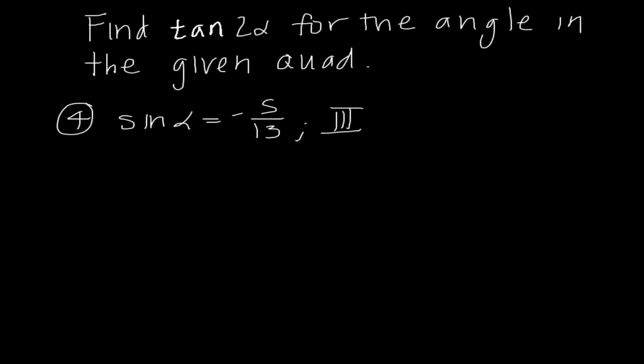And for our final example in this lecture, we are finding tan of 2 alpha for the angle in the given quadrant. And this time it is sine of alpha equals negative 5 over 13, and it is in quadrant 3.